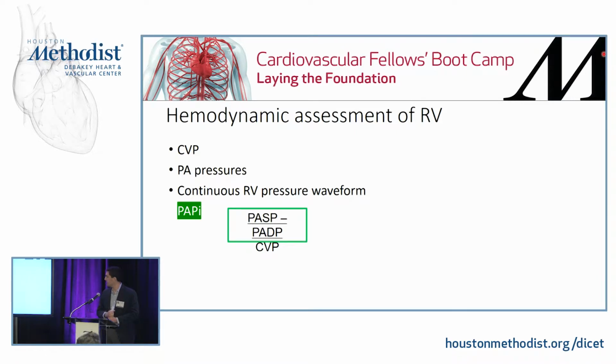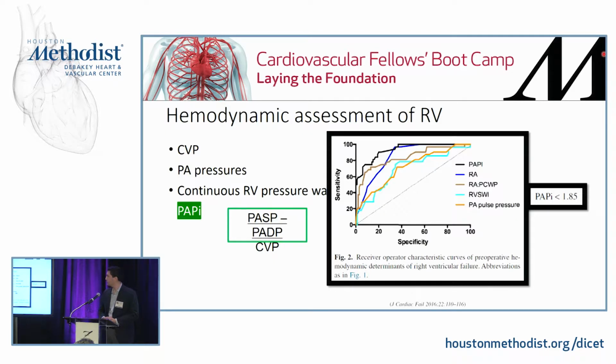And the last hemodynamic variable I'll talk about here, that equation got a little messed up, but it's pretty simple. It's the PAPI, or pulmonary artery pulsatility index, and it's simply the PA pulse pressure, PA systolic minus diastolic, divided by the CVP. And this equation was first described as a way to assess RV function specifically, I think in 2012, and it's since been studied several times, particularly in the LVAD population.